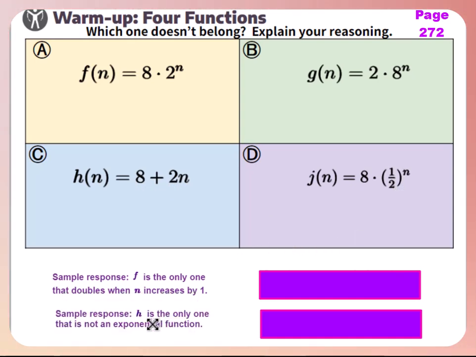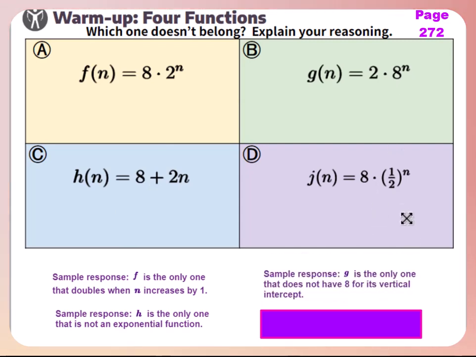If you chose function h, that's card C, this is the linear equation. You can replace the input n with x, the function notation with y, so this would be y equals 2x plus 8. y equals mx plus b. So this is the only one that's linear. All the others were multiplying by the same number over and over again.